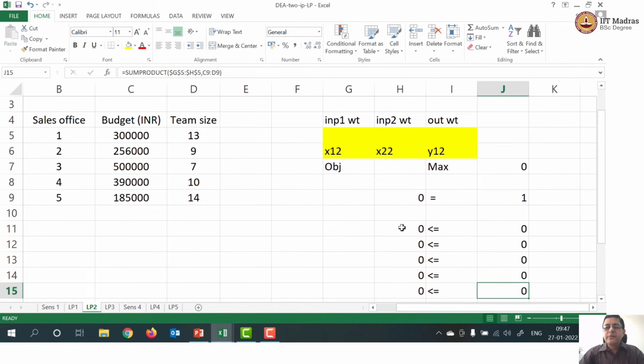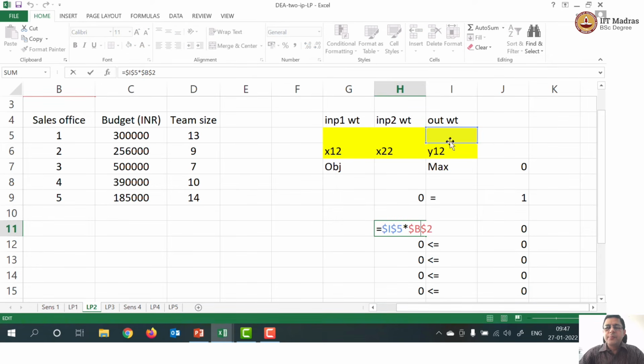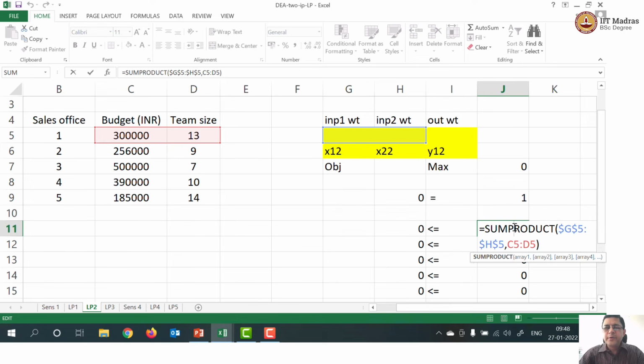Now what question are we asking here? What is this constraint? Using the weights for DMU 2, DMU 1 should not get an efficiency of more than 1. So what is the numerator for efficiency for DMU 1, which is the weighted output? Output weight multiplied by the actual output value, 10 lakh, and that has to be less than or equal to the denominator. The denominator is the weighted input: input weight multiplied by the input for DMU 1, because this constraint is for E1 less than or equal to 1, and input weight number 2 multiplied by 13, which is the team size for the first sales office.